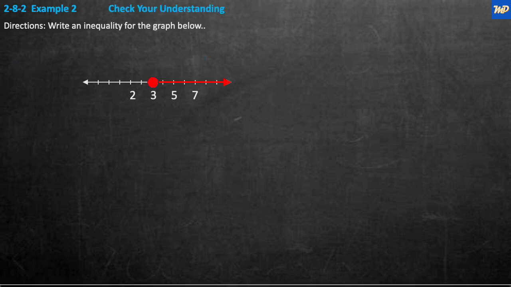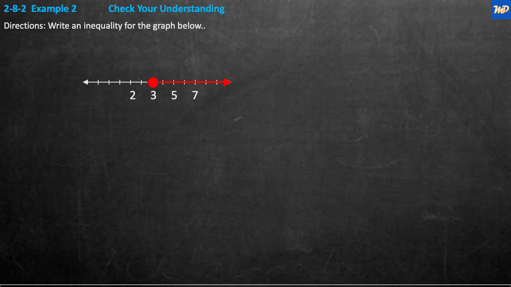Okay, example 2, check your understanding. Directions: write an inequality for the graph below. And this is your turn. You can turn the video off, stop it, try this on your own, write it. And then when you come back, we'll do it together. So why don't you go off and do it?